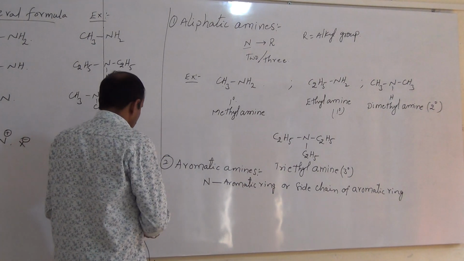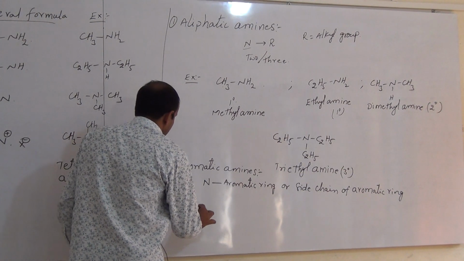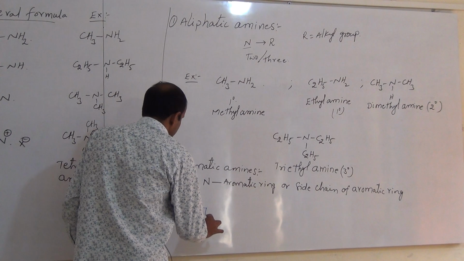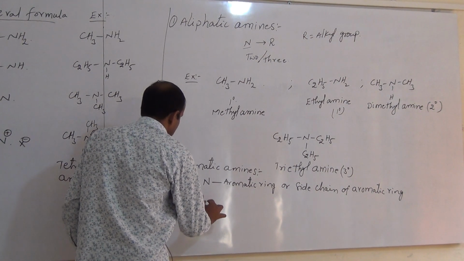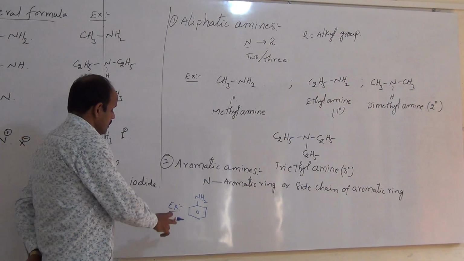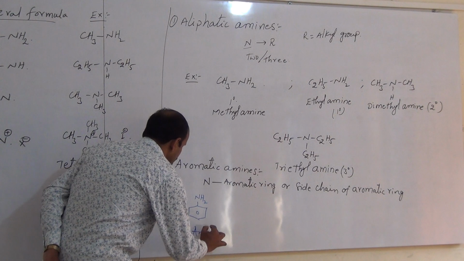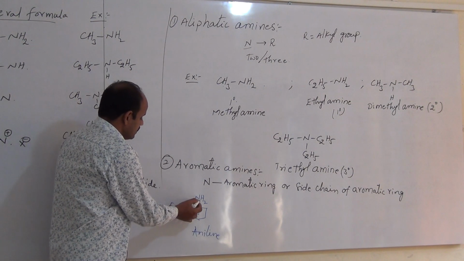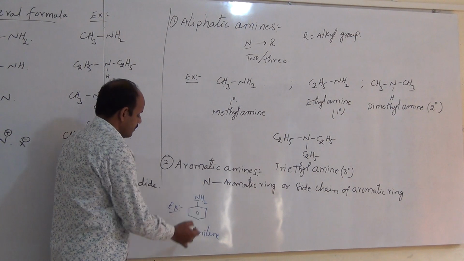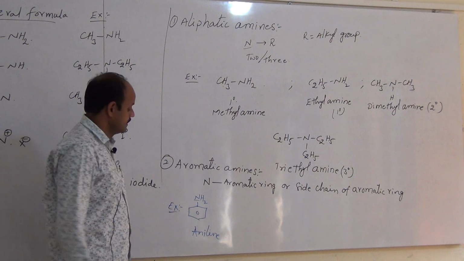For example, here, if you take a benzene amine, it is nothing but aniline. What is the name? Aniline. In this one, this nitrogen atom is attached to this aromatic ring, benzene ring. Hence, it is called as aromatic amines.